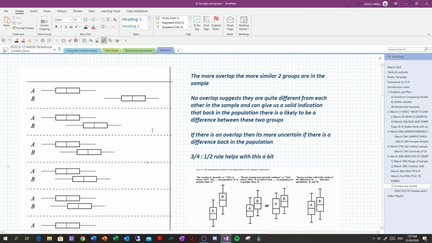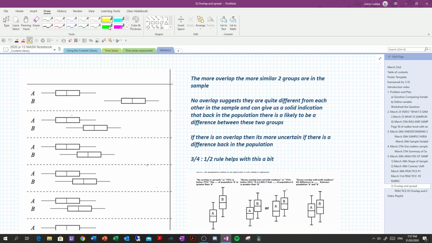So I've got this little graphic here, and you can see that for group A and group B, there's a big old distance between them. They don't overlap at all. And so when you have a situation where box plots don't overlap at all, it's pretty safe to say that there's a fairly substantial difference between the samples, and that B is bigger than A in this case, or taller, or whatever. And because there's so much difference between these samples, it's probably also a fairly safe bet to say that back in the population there's a difference between the two groups.